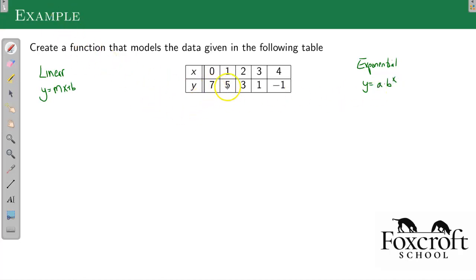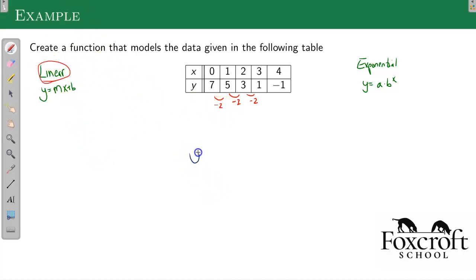To get from 7 to 5, I can subtract 2, or I can multiply by 5/7 or something like that. Right away, you may not be able to figure out what I'm multiplying by. Chances are, 5 to 3, I subtract 2. 3 to 1, I subtract 2. Subtracting 2 is the same thing as adding negative 2. So this is going to be a linear equation.